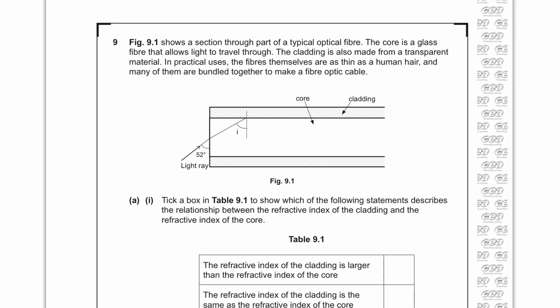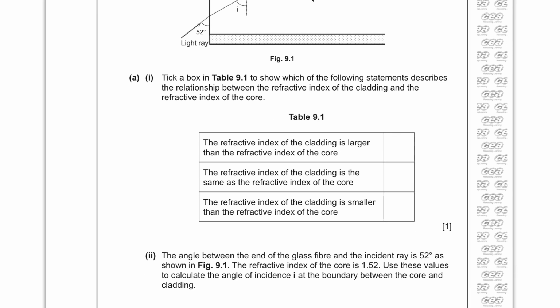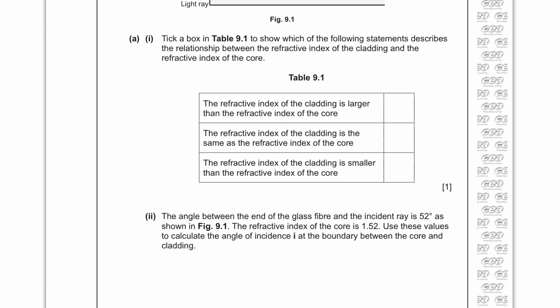Tick a box in 9.1 to show which of the following statements describes the relationship between the index of the cladding and the index of the core. So what are our options? The refractive index of the cladding is larger than the refractive index of the core. Refractive index of the cladding is the same as refractive index of the core. The refractive index of the cladding is smaller than the refractive index of the core.